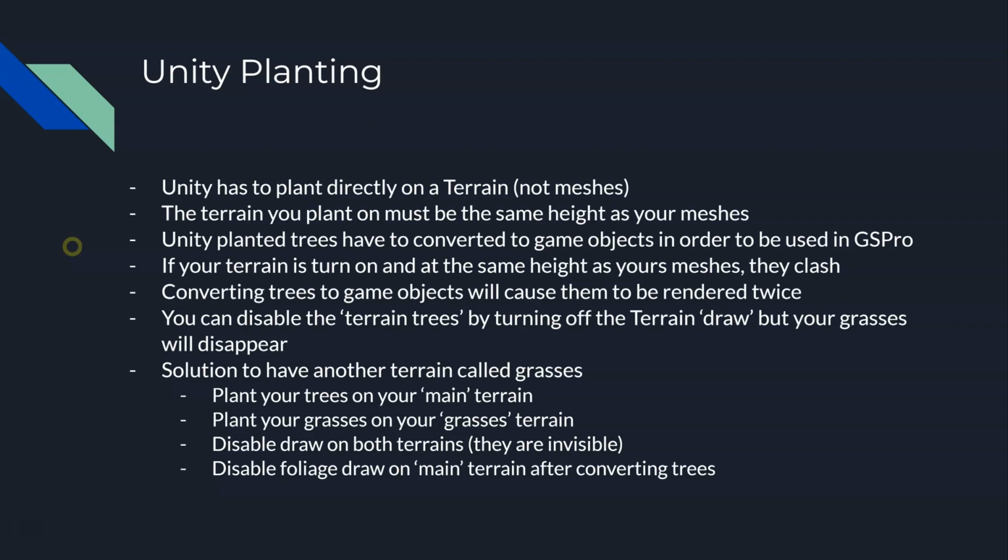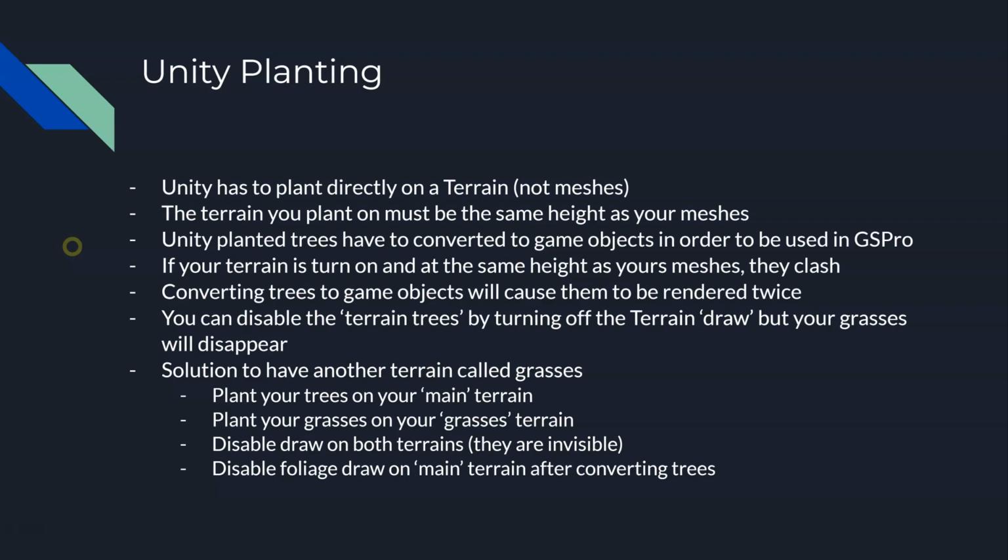Converting trees to game objects will cause them to be rendered twice, because we drew them on our Unity terrain and then we convert them to game objects. So now the trees are actually being drawn twice. We need a way to disable half those trees, the ones that are duplicates, and we'll talk about doing that too. You can disable the terrain trees by turning off the terrain draw, but your grasses will disappear.